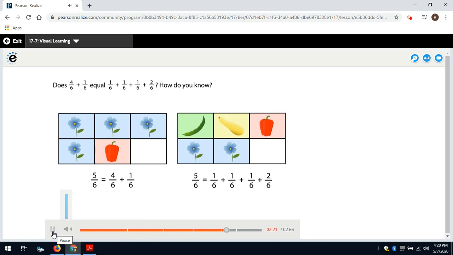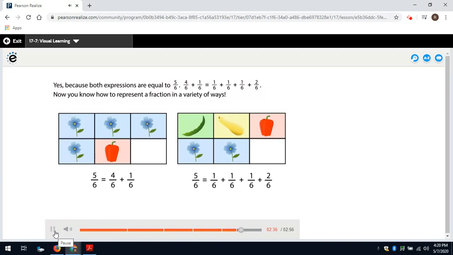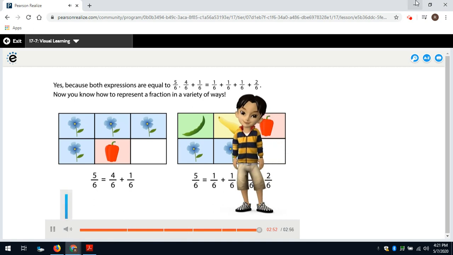Does 4/6 plus 1/6 equal 1/6 plus 1/6 plus 1/6 plus 2/6? How do you know? Yes, because both expressions are equal to 5/6. 4/6 plus 1/6 equals 1/6 plus 1/6 plus 1/6 plus 2/6. Now you know how to represent a fraction in a variety of ways.